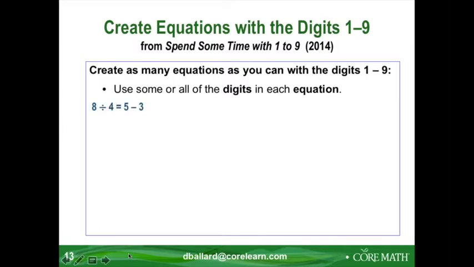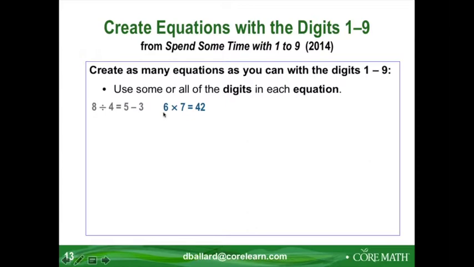For example, 8 divided by 4 equals 5 minus 3. Here's an equation, so it's equal. And let's see if it's actually a true equation. 8 divided by 4 is 2. 5 minus 3 is 2, so we have 2 equals 2. So we have a good equation. It works. I've used 4 of the digits, 3, 4, 5, and 8, creating numbers.